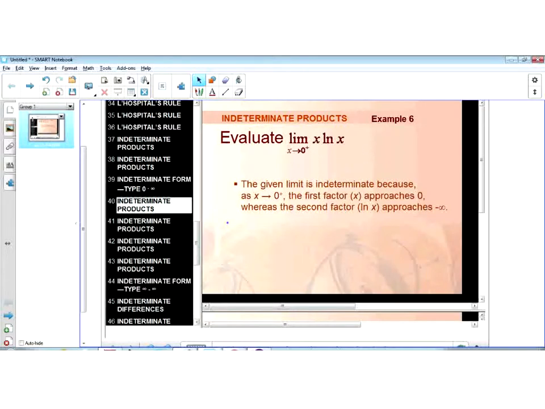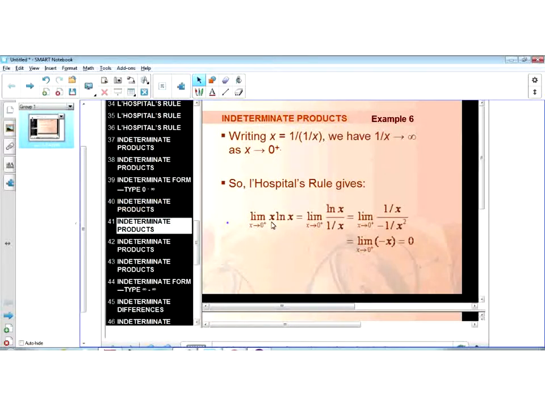The limit as x approaches 0 of x ln x. Okay, so it's indeterminate because this essentially is a 0 times infinity or negative infinity product, which is indeterminate. 0 times infinity is an indeterminate product. Got to use L'Hopital's rule. So notice what they did. They took the original function right here, and then they took this x, and then they divided natural log by the reciprocal of x.